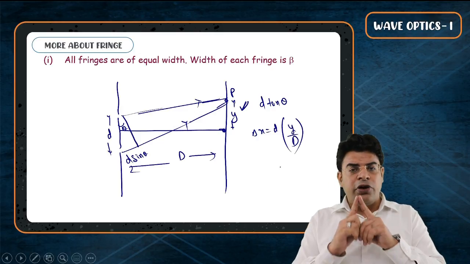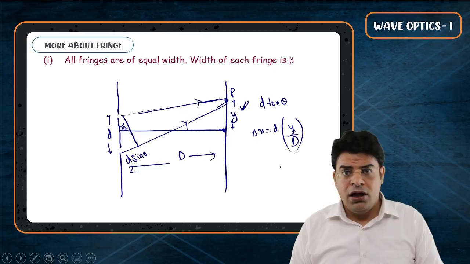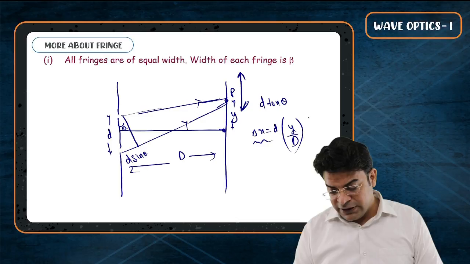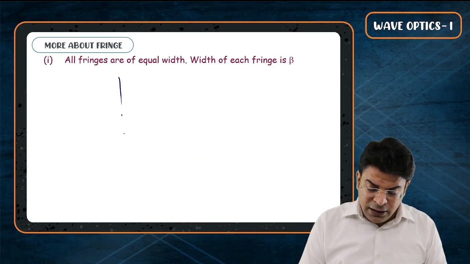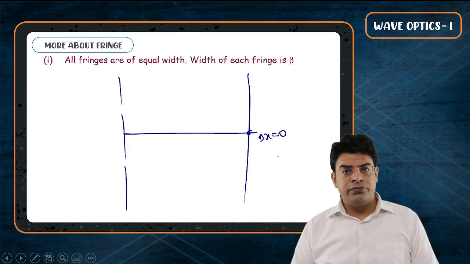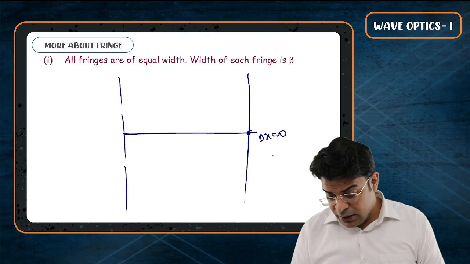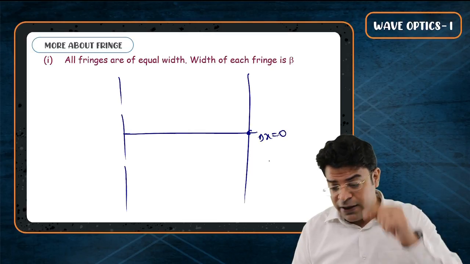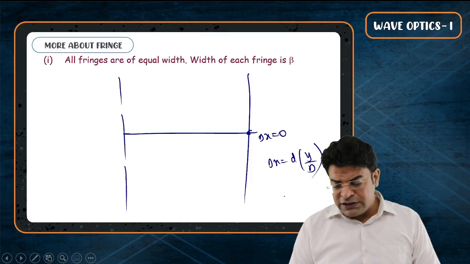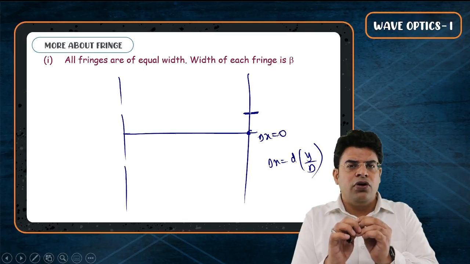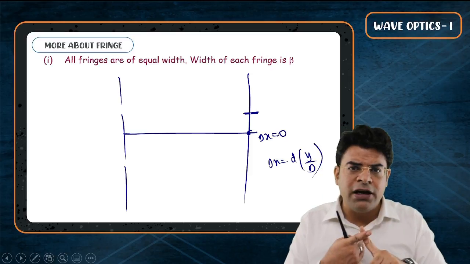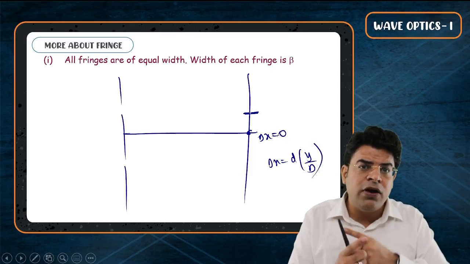Now if you want a bright spot at point P, you know that as the value of y increases, the path difference increases. At the position of the central bright, the path difference is 0. And the path difference at a distance y from the central bright is d into y by t. We get a bright spot when the path difference is 0, lambda, 2 lambda, 3 lambda, 4 lambda.